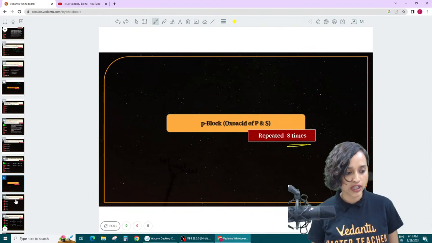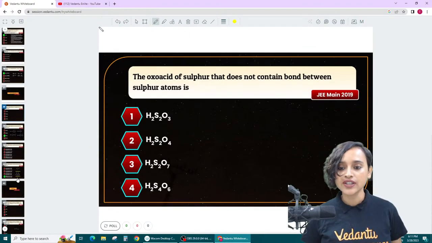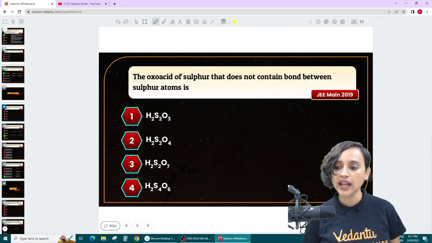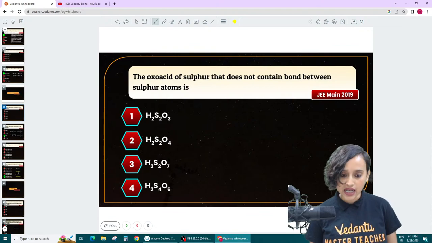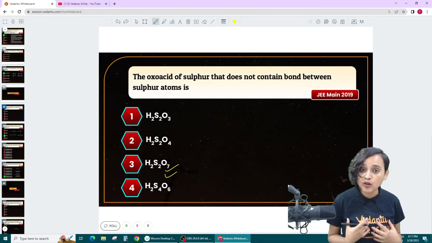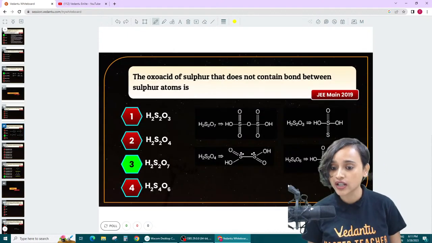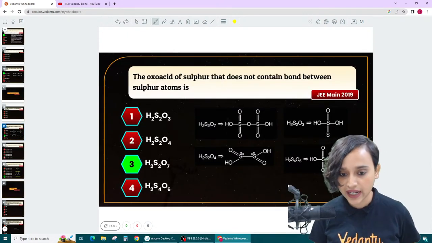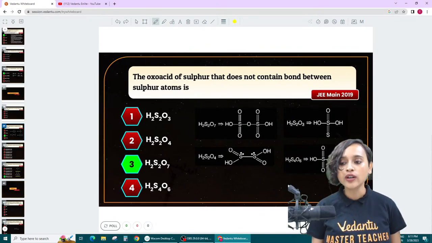Okay, let's do a question. Here is the question. Tell me, the oxo acid of sulfur that does not contain a bond between sulfur atoms is. The correct answer is option 3. I could answer because I know the structures. However, if you do not know the structure, my dear student, the structures are right here.